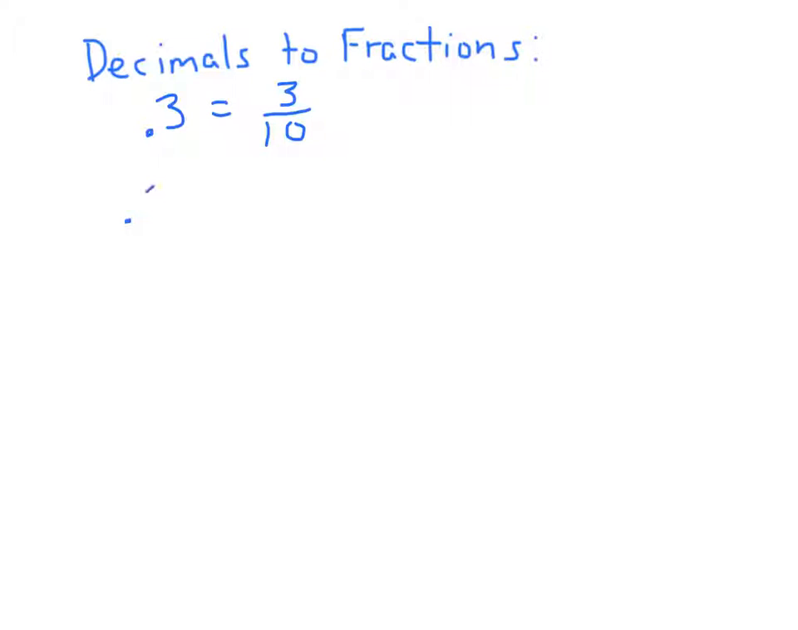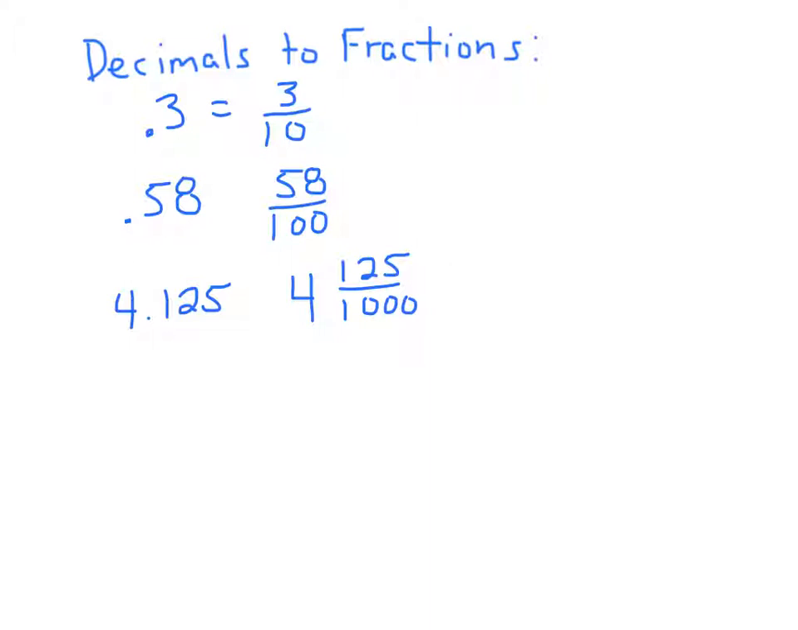If I'm given something like 0.58, that is 58 hundredths, so I could write 58 hundredths. Sometimes you might be given something like 4.125. Now I have a mixed number, and when I change that, it would be 4 and 125 thousandths. So once again, as long as you know the place value names, it's very easy to change from decimals into fractions.